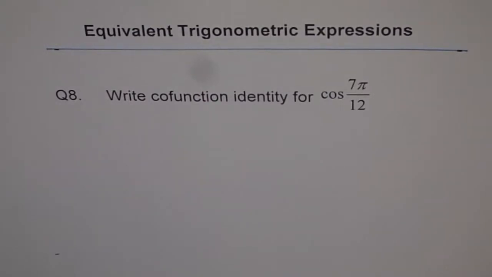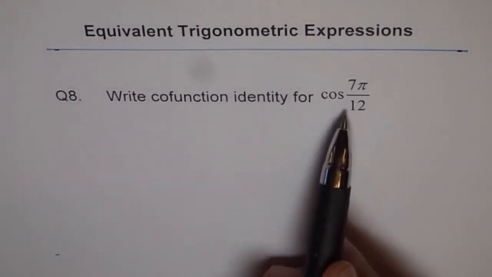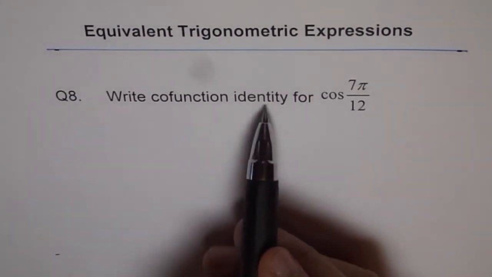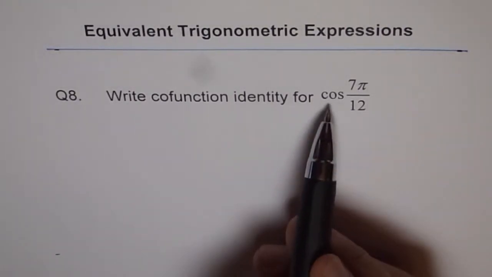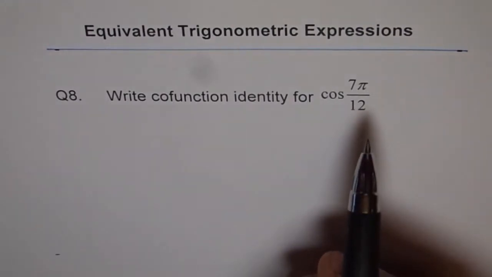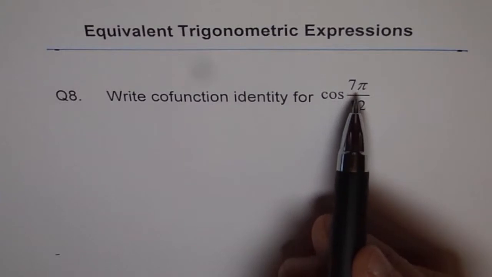Equivalent trigonometric expressions. Question 8. Write the cofunction identity for cos of 7 pi by 12. So when we say cofunction identity, that means we have to write cos in terms of sine. And how do we convert cos to sine? It happens if we shift by plus or minus pi by 2, or plus or minus 3 pi by 2.